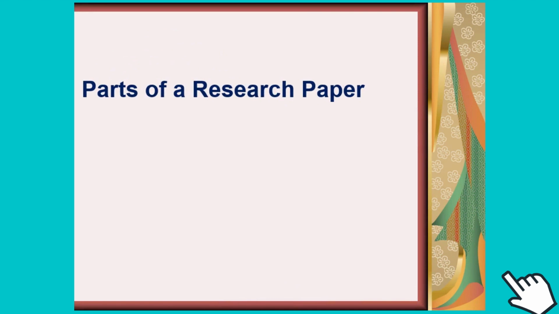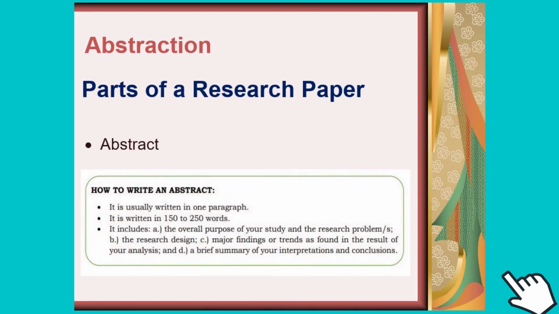Now let us discuss the parts of a research paper. Abstract. How to write an abstract? It is usually written in one paragraph. It is written in 150 to 250 words.